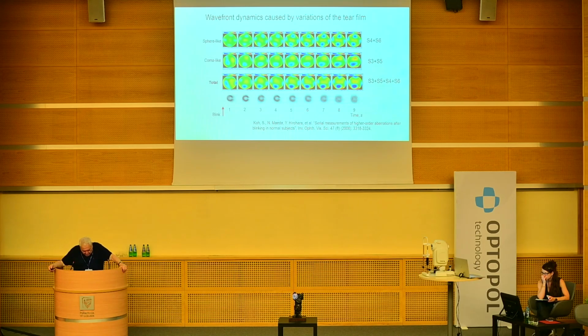The authors here grouped the Zernikes, for example, S6 and S4, which are like spherical-like aberrations, and also the same with the coma aberrations and the total. And you see, if you follow in time, how the wavefront map is changing, the dynamics. And look, the Landolt's are also changing. You see how the focus is changing.